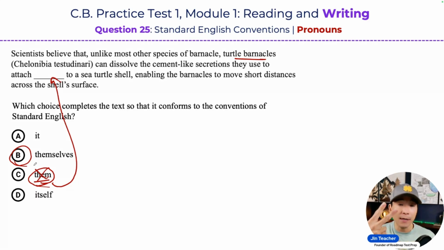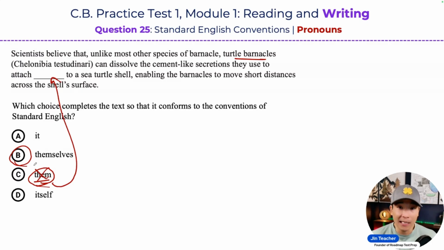So guys, just to recap for pronoun questions, remember, you want to think about pronouns on two levels. Think about pronouns at a grammatical level, so is it singular or plural? And two, think about pronouns at a logical level. So read the passage and understand what the writer is trying to say. And then from there ask yourself, what's the logical answer to this question? So the barnacles dissolve the structure, the secretions they use to attach what? What are they attaching to a shell? Considering the logical answer to that question is how you want to solve pronoun questions, okay?